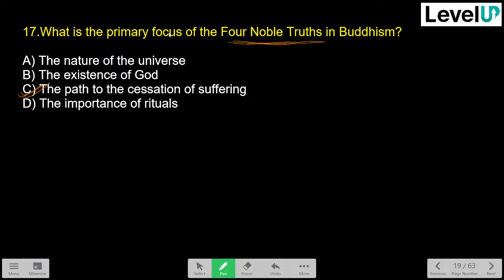So what is the primary focus? The primary focus is to not let you suffer. That will be the right answer. Please read about the four noble truths. The world is full of sorrow. Desire is the root cause of all sorrow. Sorrow can be conquered by conquering desire, and the last one is desire can be conquered by following the eightfold path. We will talk about this in the latter part of this video. So C will be the right answer.